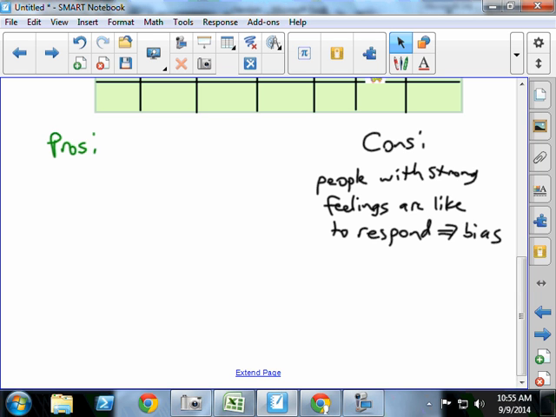But so let's think about that. Is there going to be bias? There's actually going to be bias on both ends. But as we said, chances are, if somebody feels very strongly for something, they're more likely to respond. Does that make sense? Okay, so that's going to lead to some bias. What's a good thing about this? Is there a good thing about it?